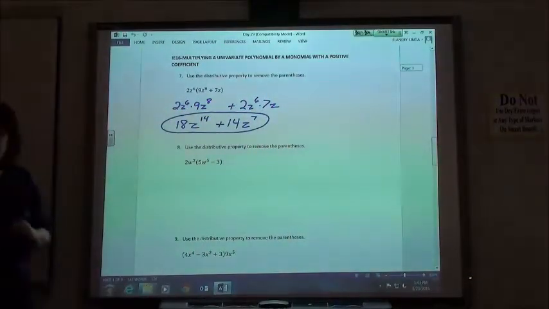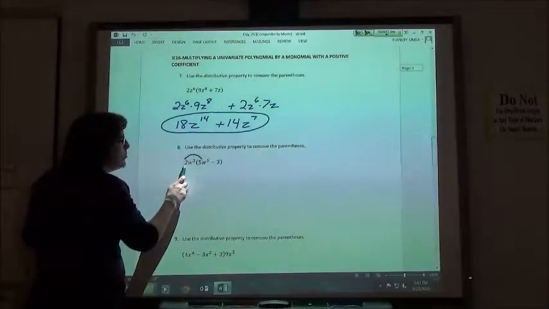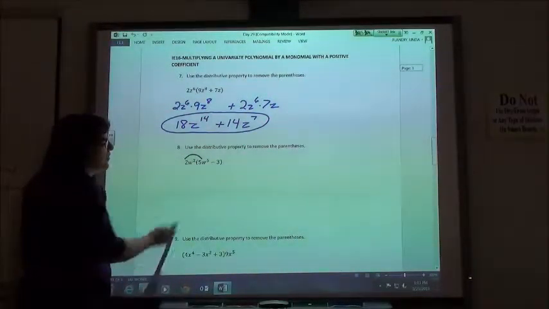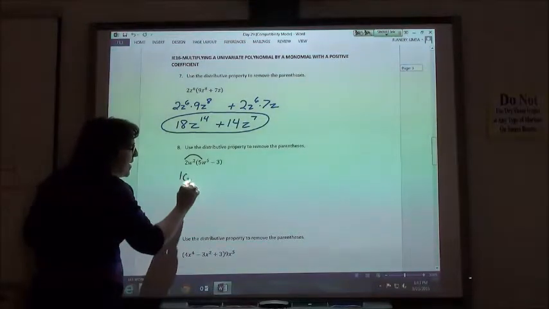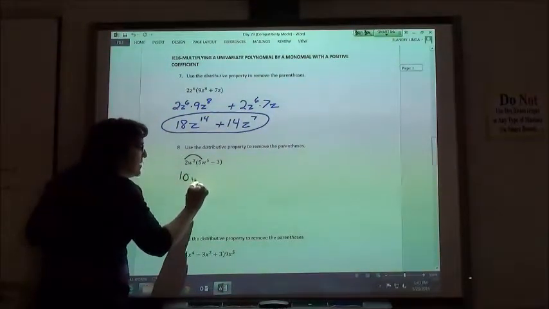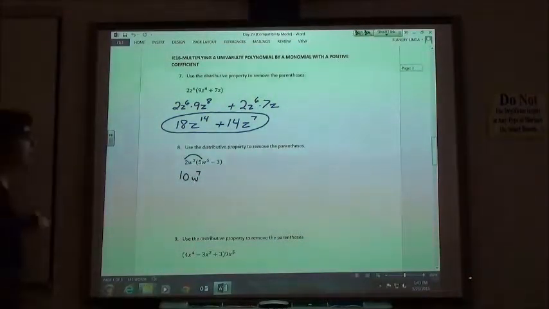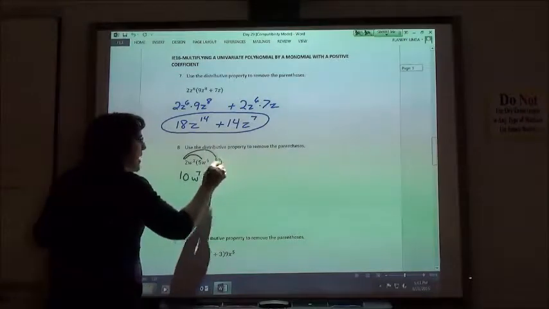So number 8, same kind of thing using my distributive property. 2w squared times 5w to the 5th. 2 times 5 is 10. I add my exponents, so 2 plus 5 would be w to the 7th when I take w squared times w to the 5th.